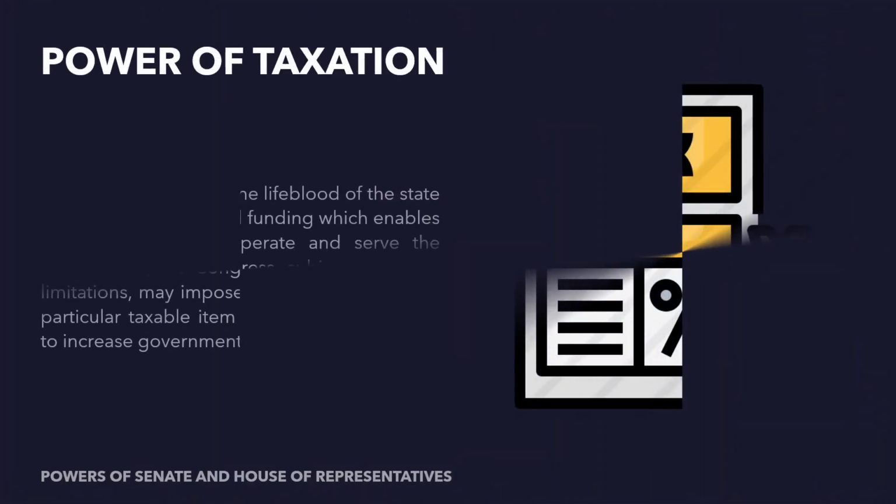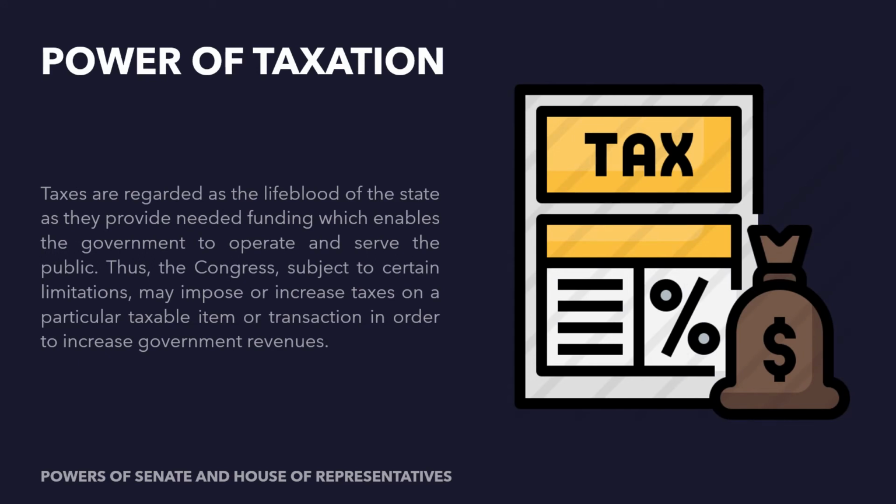Power of taxation. Taxes are regarded as the lifeblood of the state as they provide needed funding which enables the government to operate and serve the public. Thus, the Congress, subject to certain limitations, may impose or increase taxes on a particular taxable item or transaction in order to increase government revenues. The power to tax is purely legislative in character. It is up to Congress to determine the subjects or objects to be taxed, the purpose, the amount of the rate, and the manner and means of its collection.